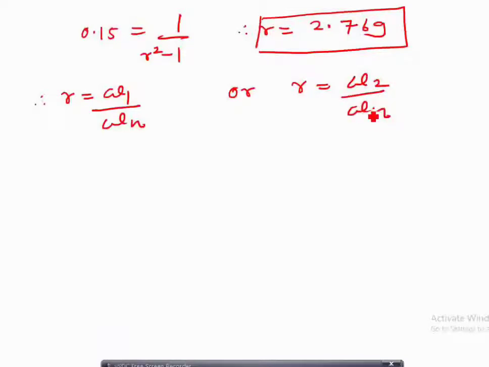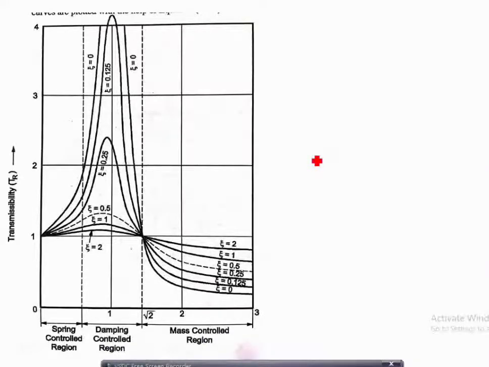Now to find out omega n, which speed will you select? Either you will select omega 1 or you will select omega 2. So how will you select this? For that, let us understand this graph once again. From this graph, what do you understand?